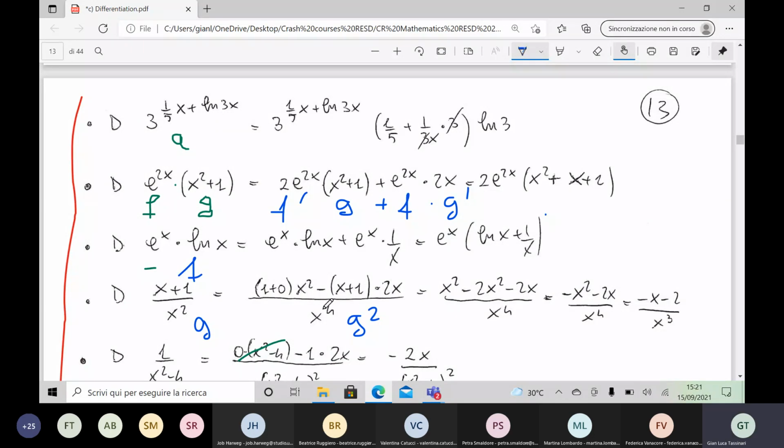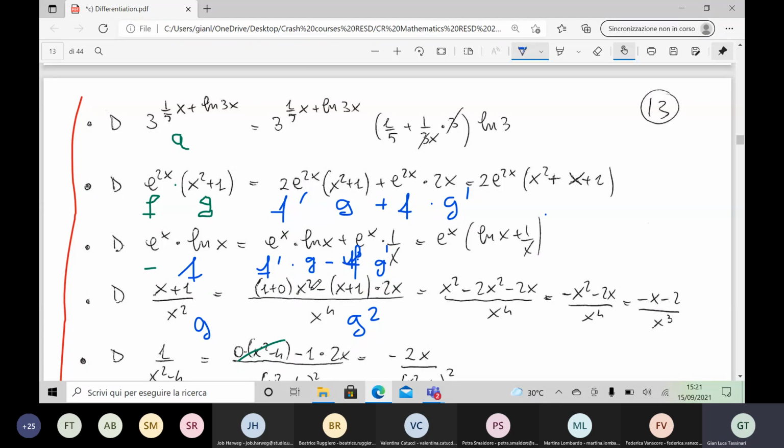Then in the numerator you have f prime times g, minus f times g prime. I repeat, you have the formula, okay? So f prime is the derivative of f, the derivative of the numerator. Which is the derivative of the numerator? Look, I did all the steps. 1 plus 0: the derivative of x is 1, the derivative of 1 is 0. Times, the rule tells you, multiply by the denominator as it is. The denominator is g, x squared.